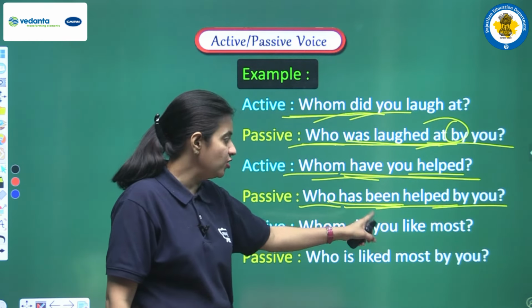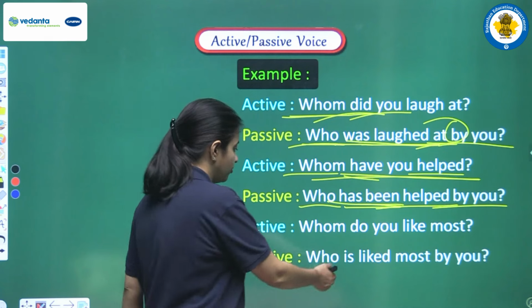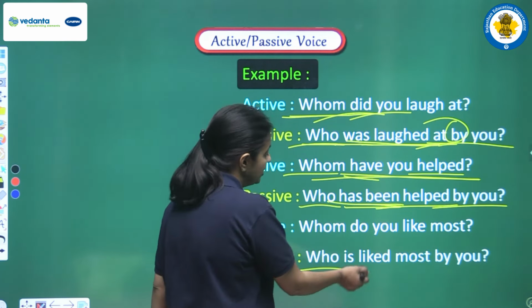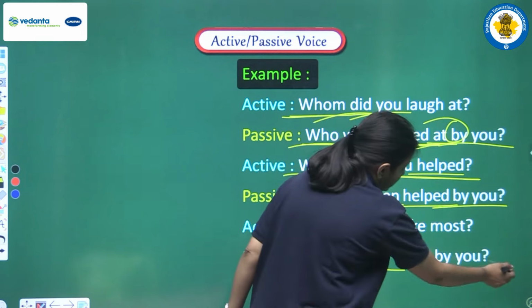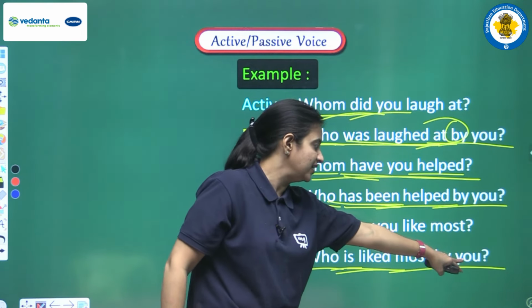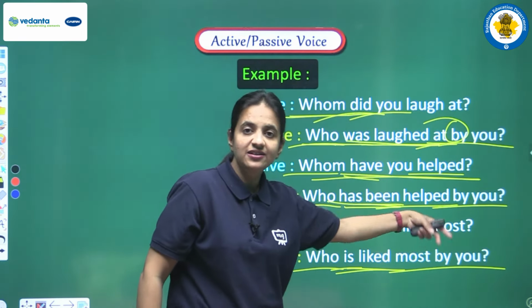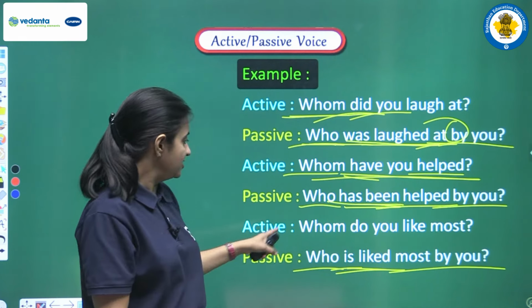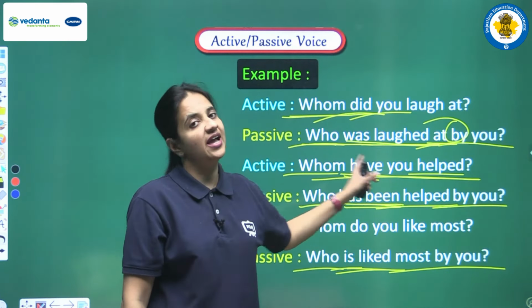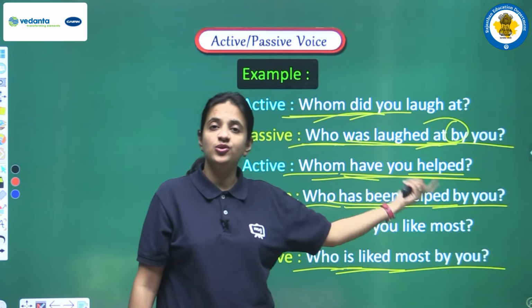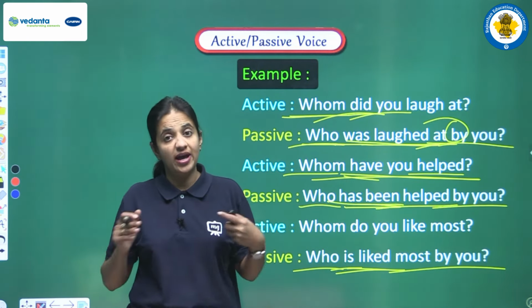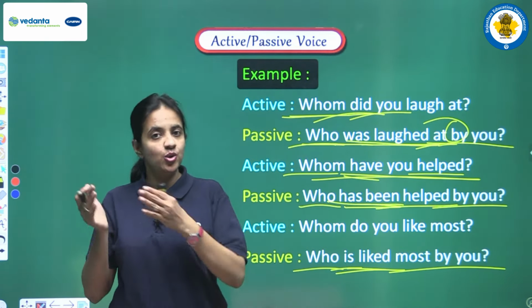Next is whom do you like most. So first of all we convert whom into who, then add the helping verb, then the third form of the main verb, and in the end of the sentence we write the subject by adding by here. Okay, so the sentence is whom do you like most, and the passive voice will be who is liked most by you. Okay, so yes, this is very important when we have who or whom.